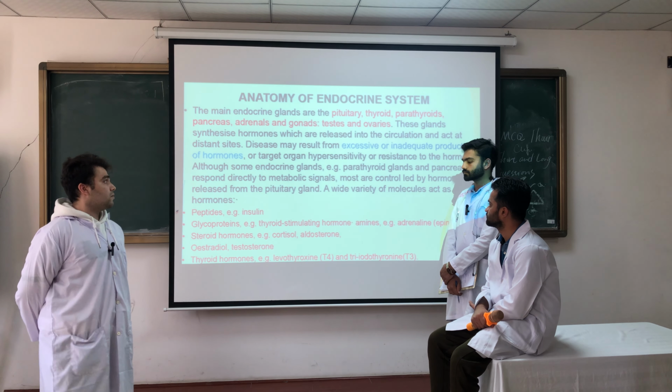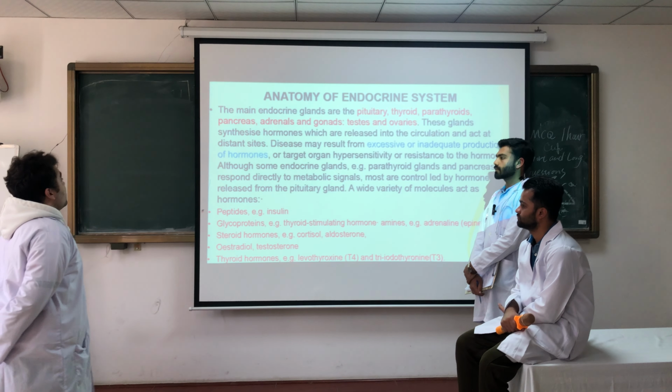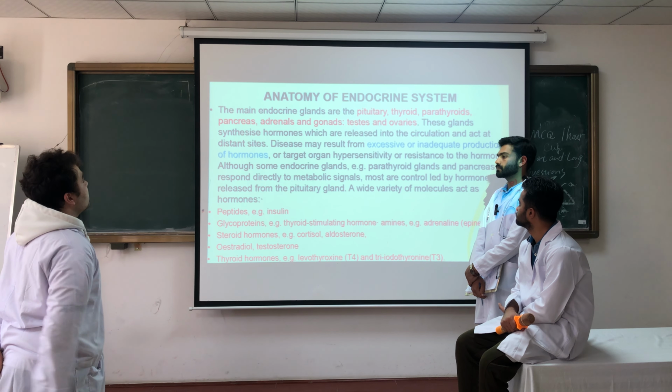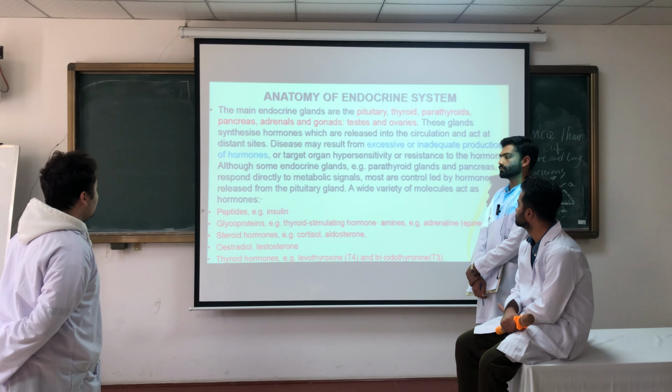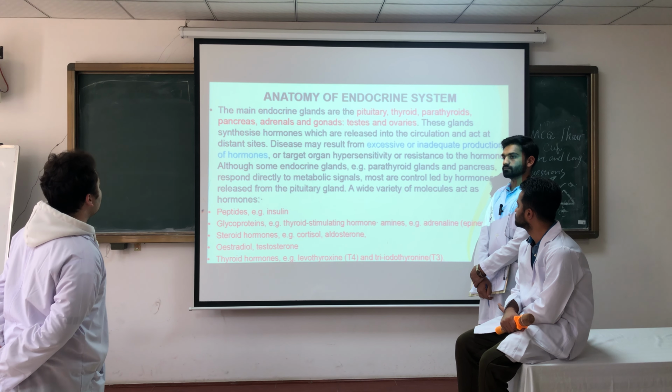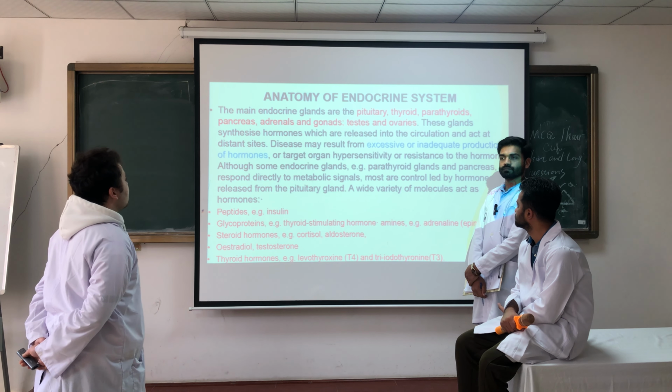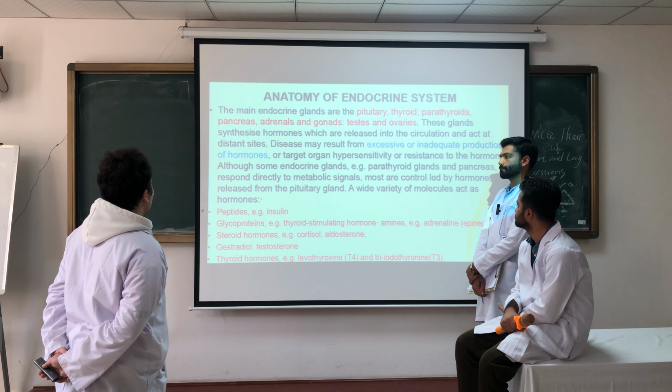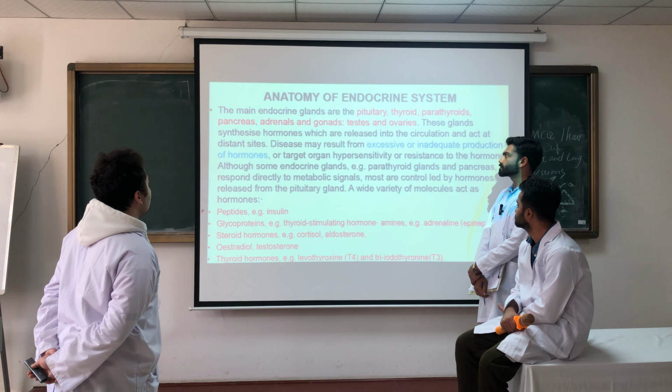So, anatomy of the endocrine system. The main endocrine glands are the pituitary, thyroid, parathyroid, pancreas, adrenal, and gonads, testes and ovaries. The glands synthesize hormones which are released into the circulation and act at distant sites.